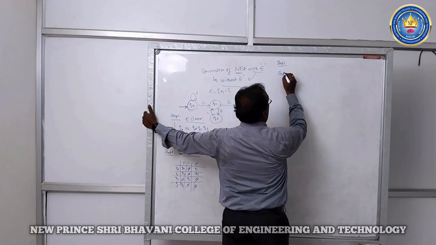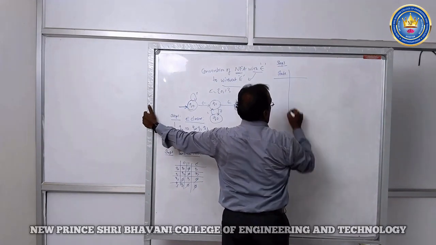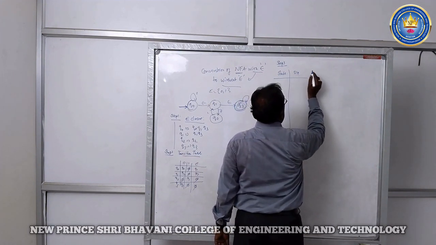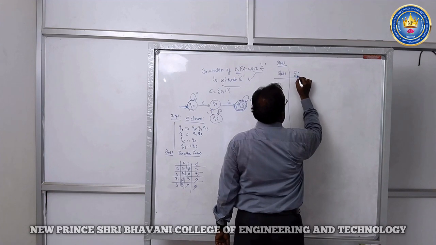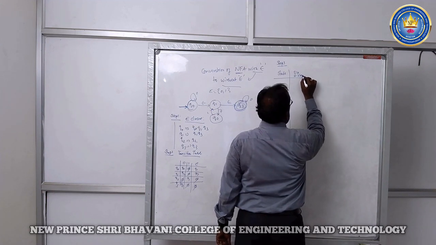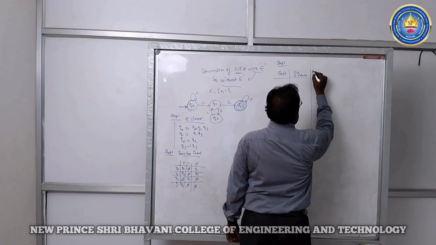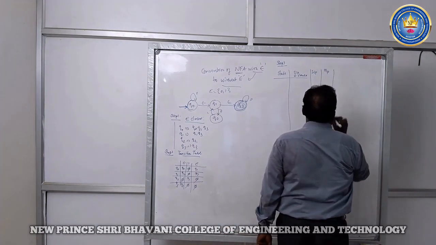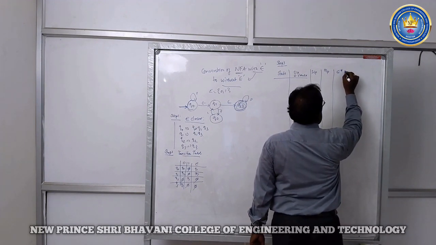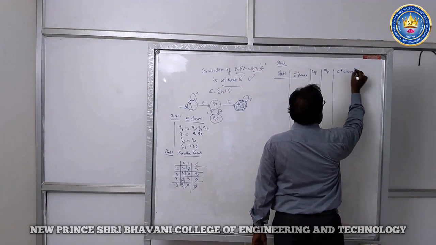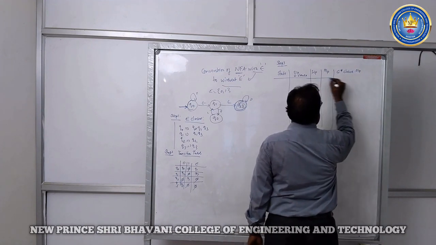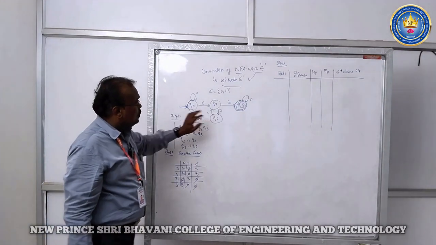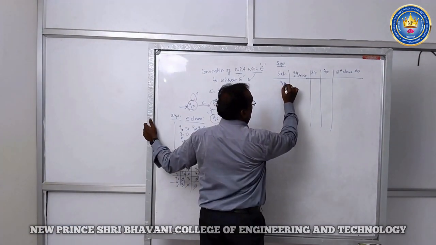So state, input, epsilon closure input, output, final epsilon closure output. Okay, state. So how many states are here now? 4 states are here. So you have to write each and every state. So we will start from Q0 now.